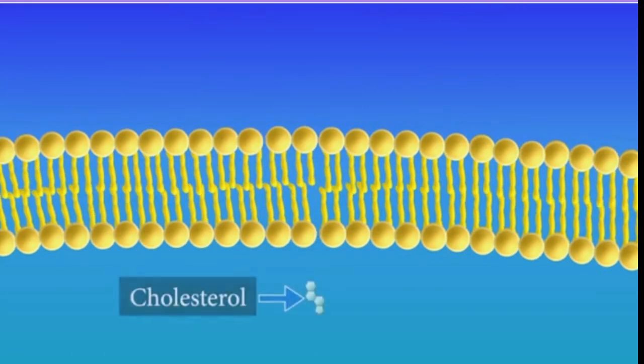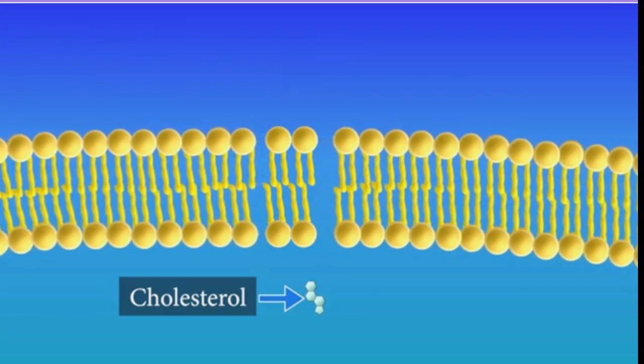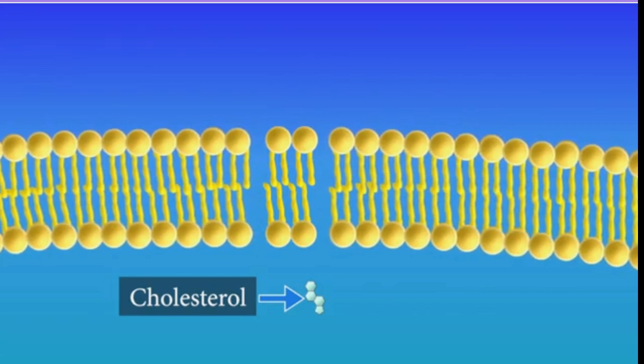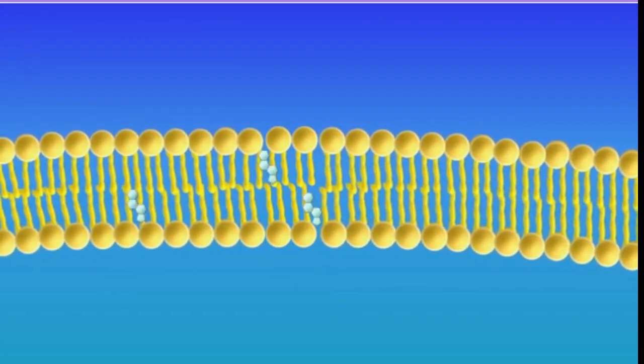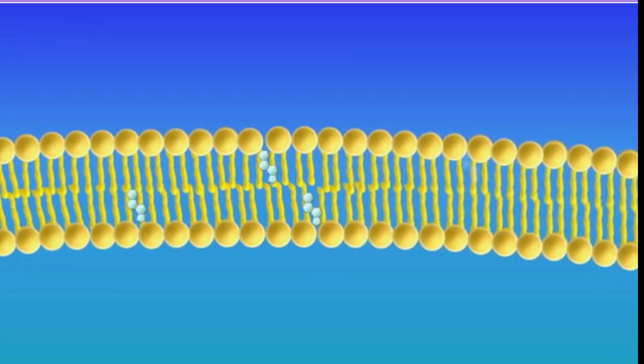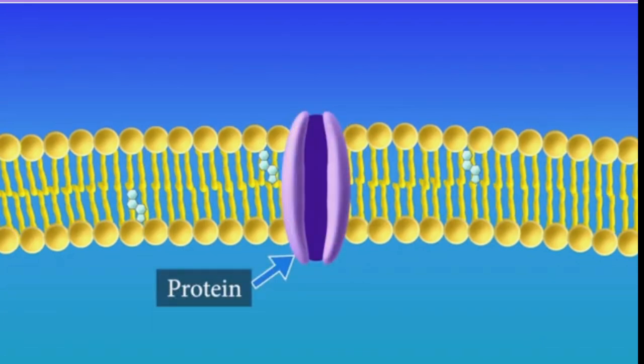A second membrane component is cholesterol. Although people often think of cholesterol as a bad thing, it's actually a very important part of cell membranes, where it helps to stabilize the membrane and make it better at controlling what can pass through it. Proteins are another important part of the membrane. They do many functions, but one of the most important ones is transporting materials across the membrane, especially if they have a hard time passing through the phospholipid bilayer.